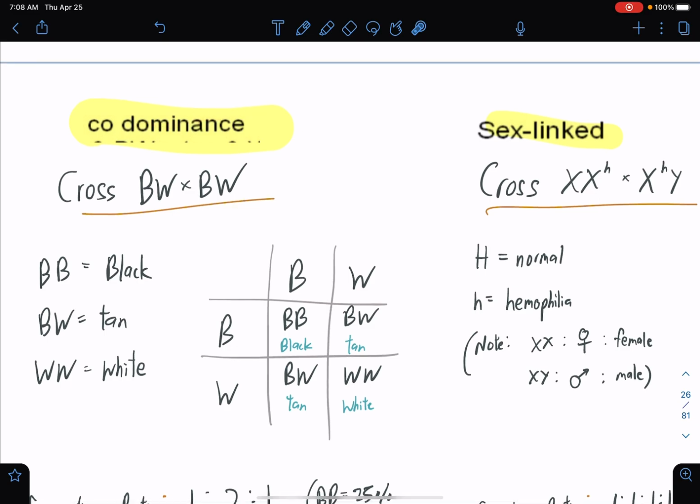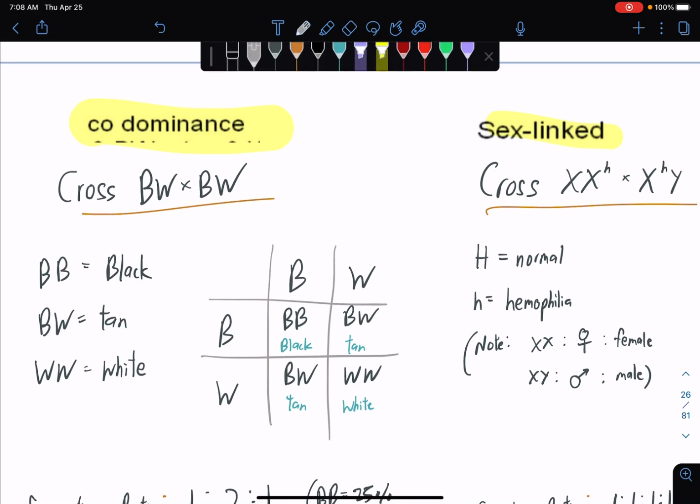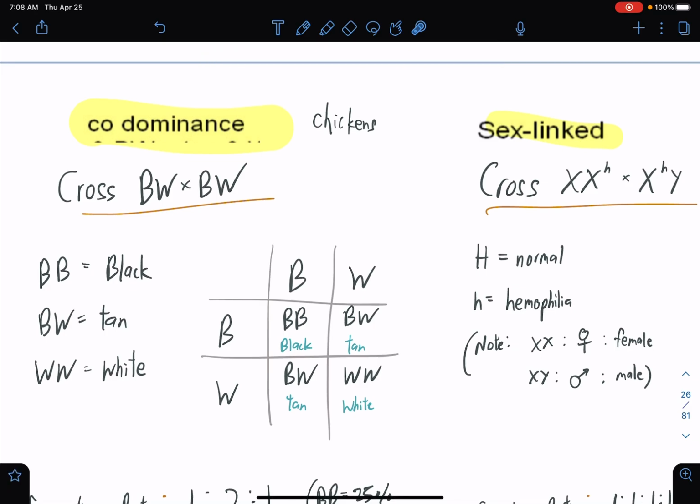Codominance. This is the third one. Provided that we cross, I think the example here is basically chickens. So we have a black chicken and a white chicken, and if the heterozygous variant provided these two homozygous variants, we have a tan chicken, or I think this is a chicken that has traits coming from both black and white. Since both traits, black and white, are dominant, there's a tendency for codominance, hence the word codominance.